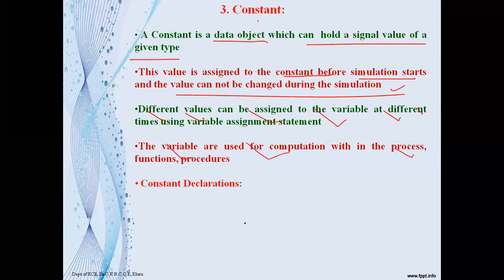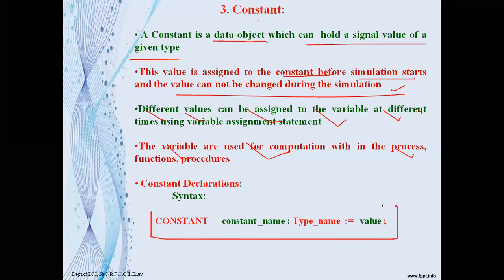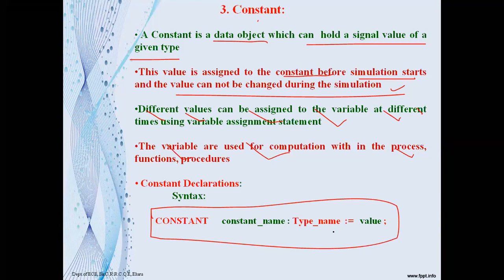So let's see the constant declaration here. The syntax for the constant declaration. So here also it is similar to the variable and signal. For a signal you don't have initial values, but now see here, the constant is a data object and the constant name is the user identifier, and you can give the type, name and the value. So now you see an example of this.